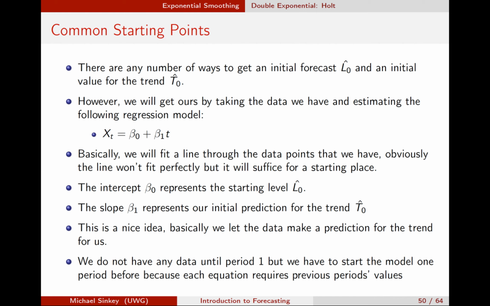So x is the data. Beta 0 is the intercept, that's the starting level. Beta 1 is the trend. So I estimate the data as a function of the time period. So basically what you do to get started is you fit a line through the first few data points, and the intercept is the initial level, and the slope is the initial trend.